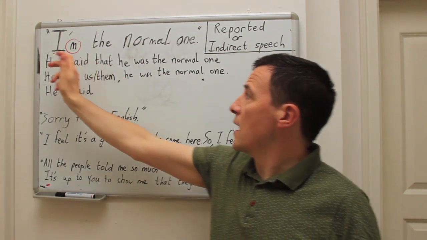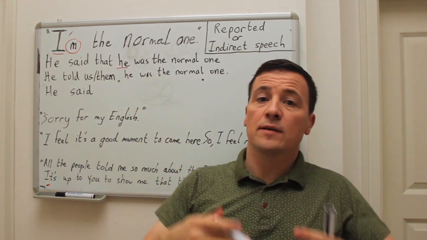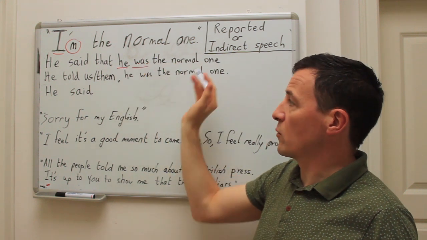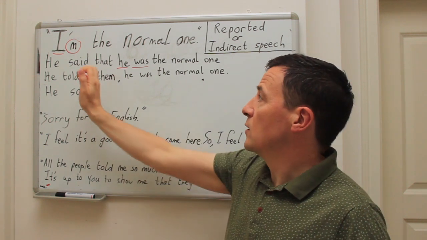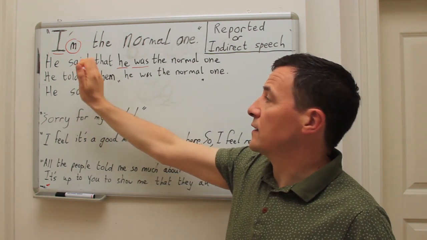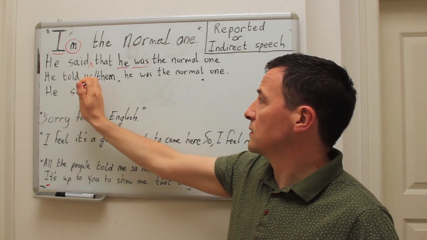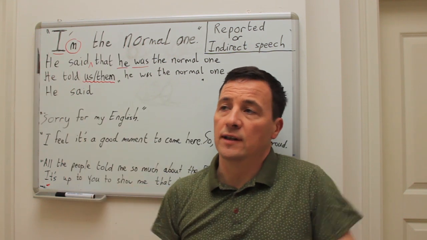So as we can see, I is changed to he, and present simple I am was changed to he was, and then the normal one. And notice the difference between say and tell. With said, you don't need an object, and with told, you need an object. So he told us, or he told them, the journalists.